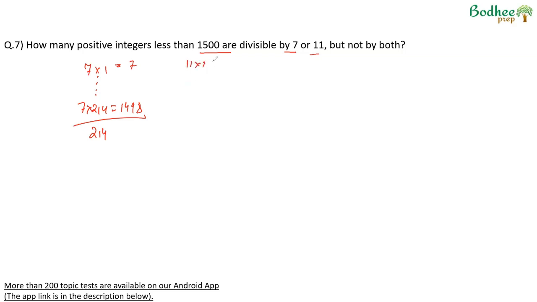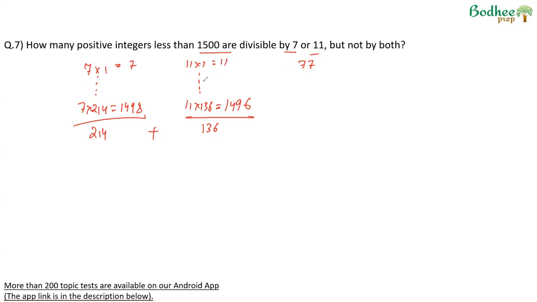With 11, 11 into 1 is 11. The maximum number will be 11 into 136, which will give us 1496. So 136 numbers here. Now from here we subtract the numbers which will be common to both of them.